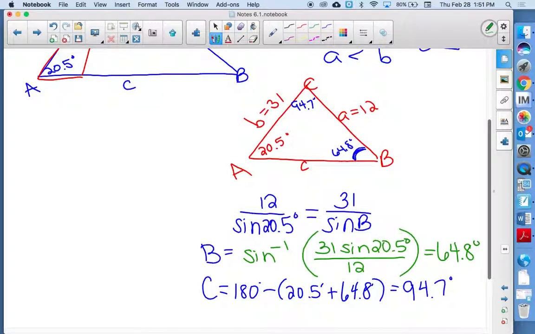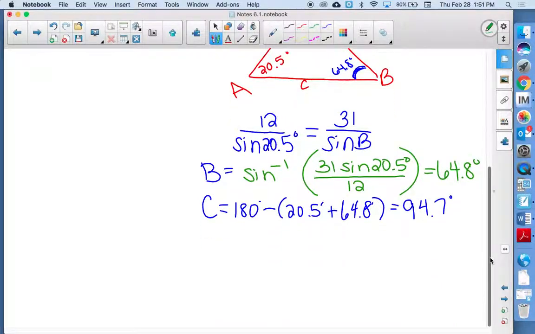Brandon, how would that look? Well, now that we know C, so I thought maybe we could do 31 squared plus 12 squared equals C squared. Is it a right triangle? No. So unfortunately, that only works for right triangles. What else could you do? We just plug in 12 over sine 20.5 equals x over sine 94.7 degrees. Yeah.